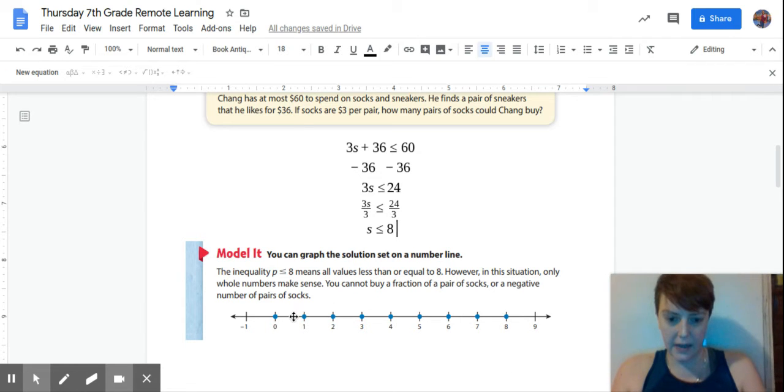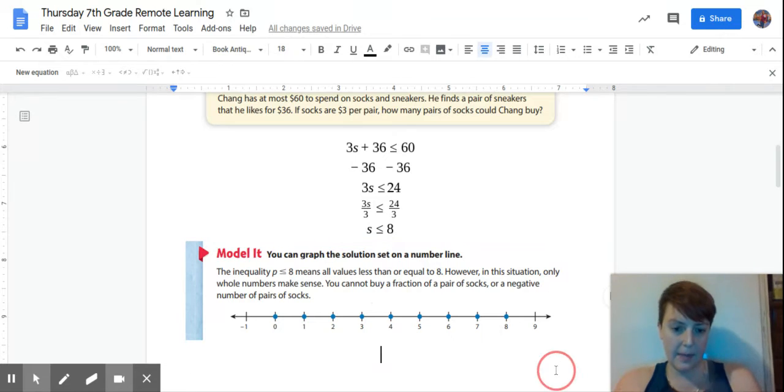So that right there, these are a discrete function of, or well, I guess this is a discrete set of numbers. It's specifically between 0 and 8, the whole numbers, because you can't buy a fraction of a pair of socks. Okay, I'm going to get off that horse.